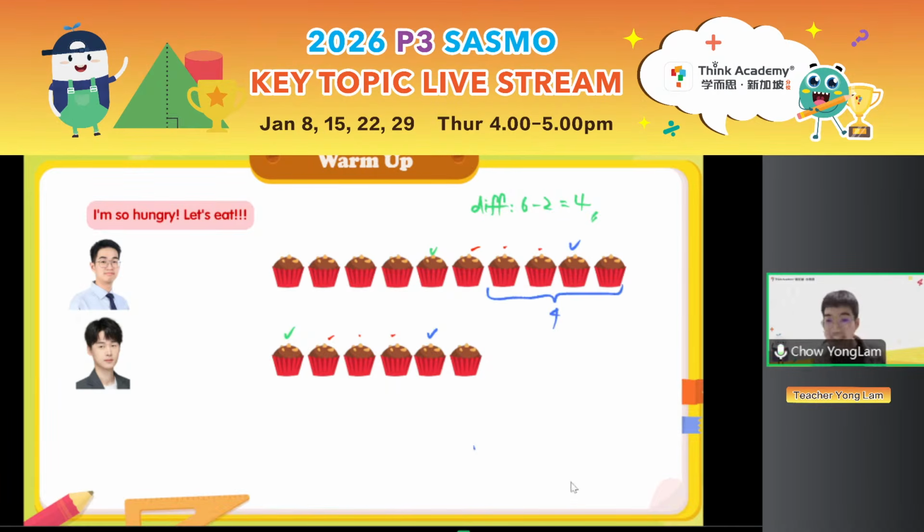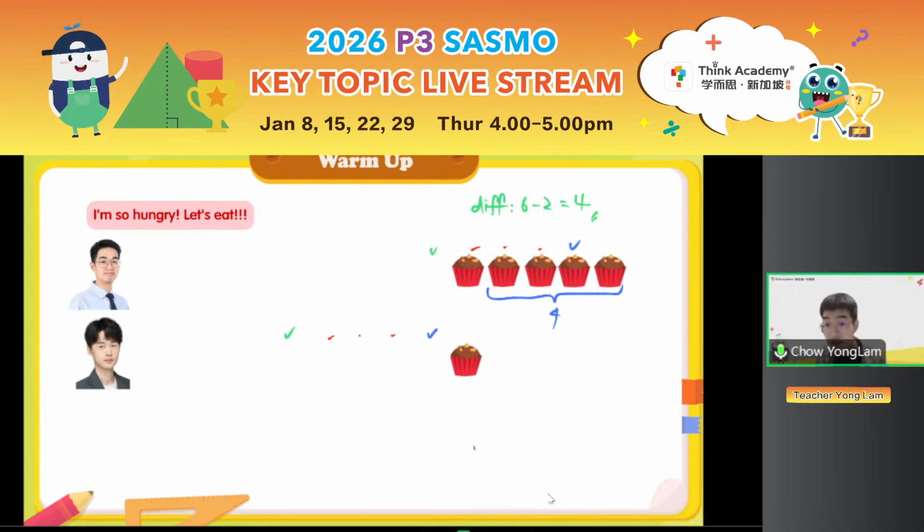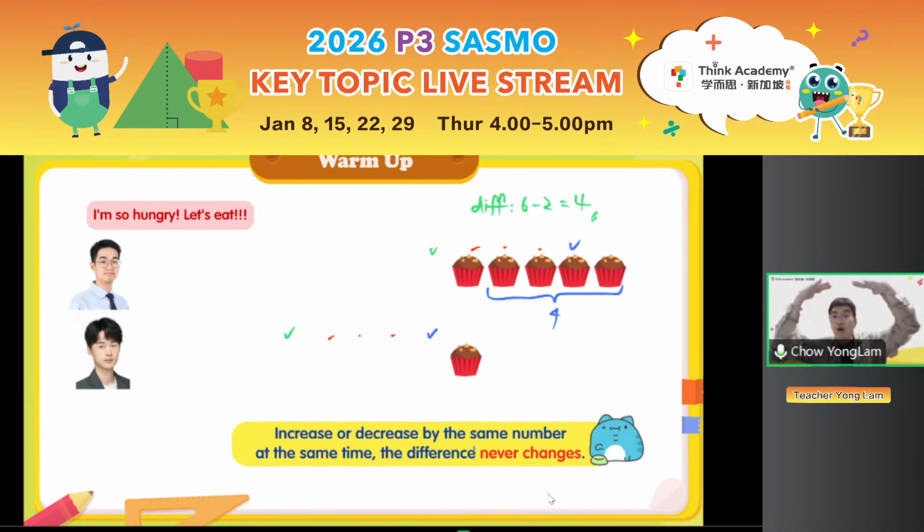I eat one, he eats one. The difference is still 4. I eat one, he eats one. The difference, you guessed it, is still 4. At this point, you might be bored. You realize that when we increase or decrease by the same number together, did our difference change? Yes or no? No. The difference did not change. We always increase or decrease by the same number at the same time.